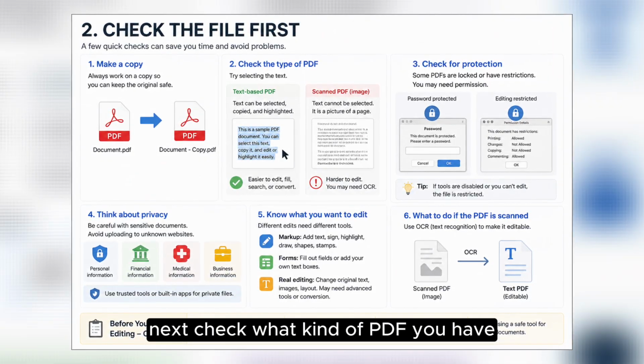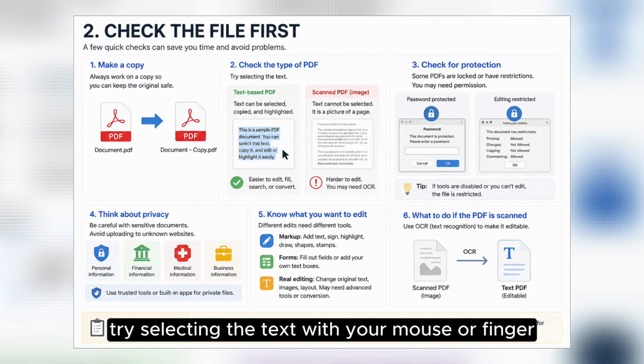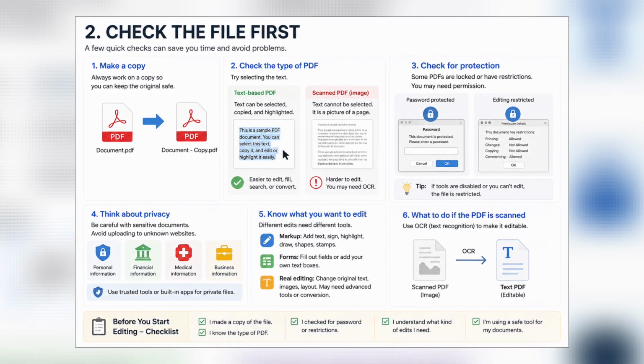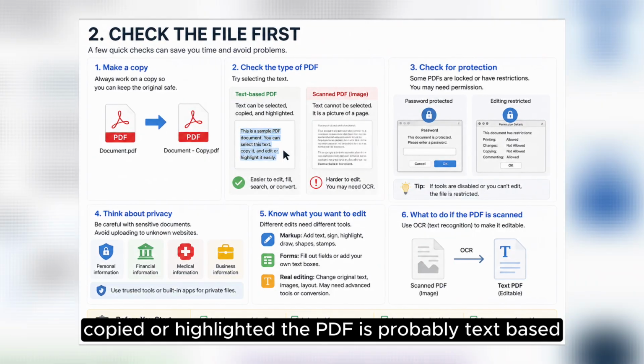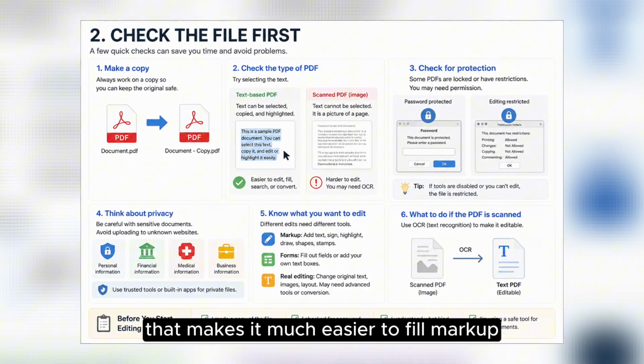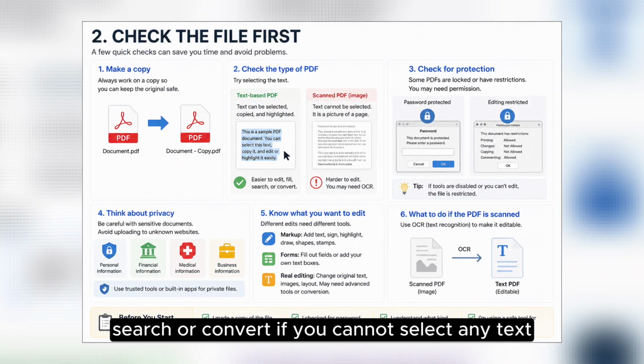Next, check what kind of PDF you have. Try selecting the text with your mouse or finger. If the text can be selected, copied, or highlighted, the PDF is probably text-based. That makes it much easier to fill, markup, search, or convert.